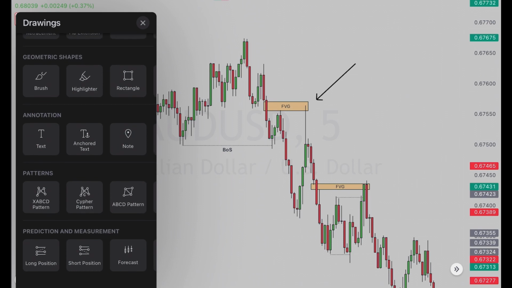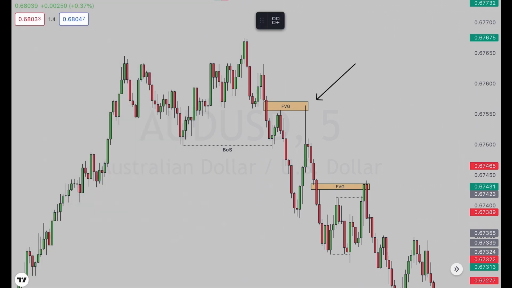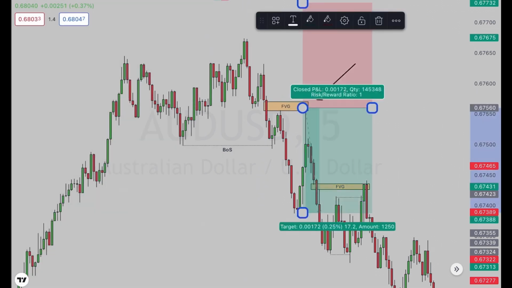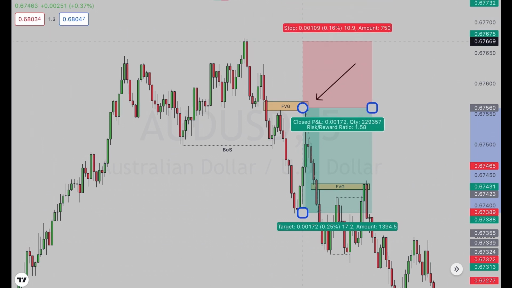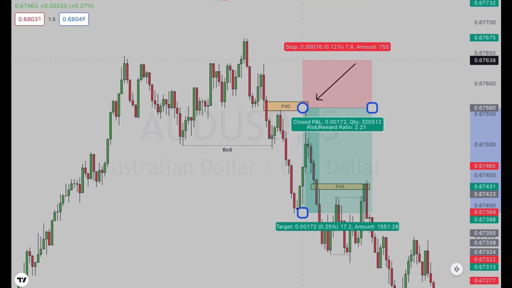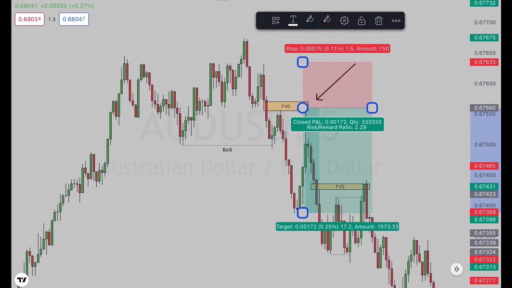I'm just going to draw it out for you guys to see what's really going on here. So stop loss above the last high. Of course, the entry after the liquidity grab happens and it reaches into the fair value gap.